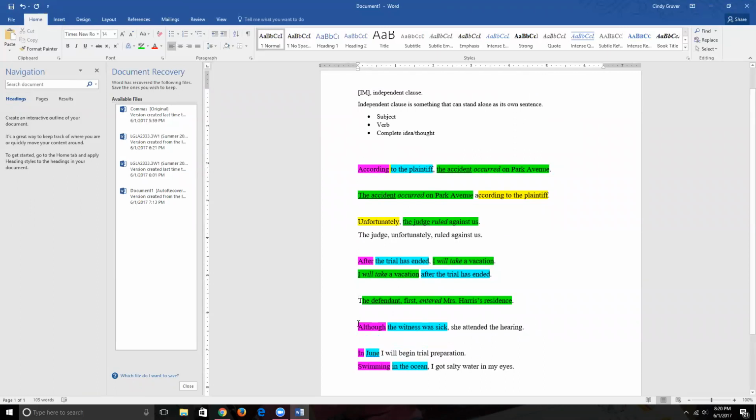Now we're going to do, although the witness was sick, she attended the hearing. So she is our subject. Underline her. Attended is the verb. She attended the hearing as a complete thought. Now you might say, but, well, Groover, this has a subject, the witness, and this has a verb, was, and the witness was sick expresses a complete thought.